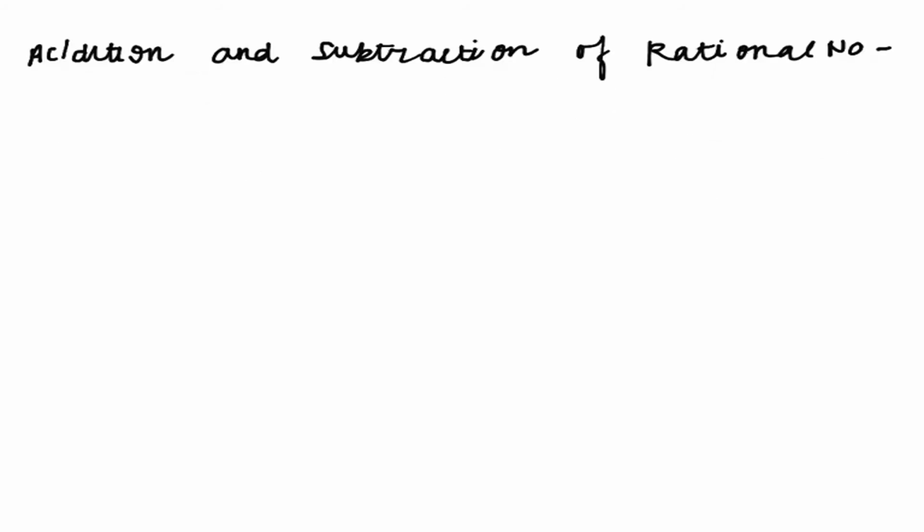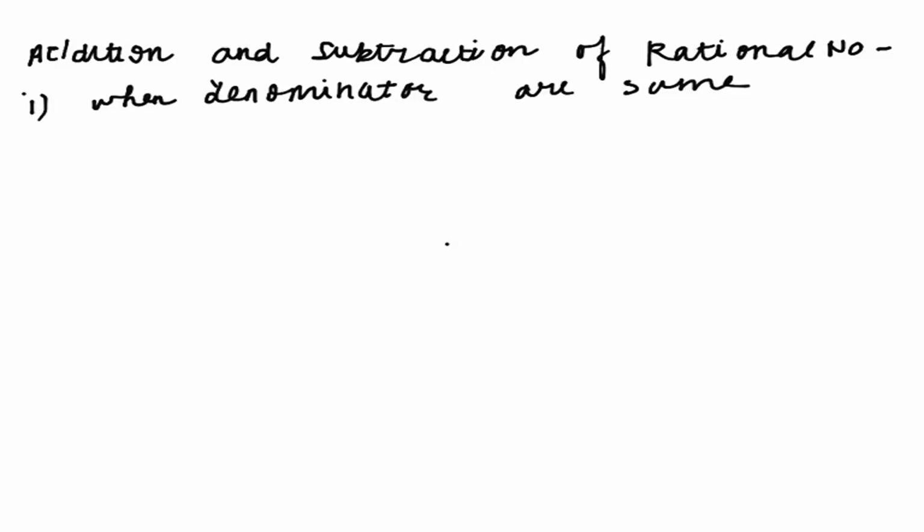Now let's start with addition and subtraction of rational numbers. There are two cases. The first is when the denominators are the same. Let's take minus 11 by 9, and we are adding 12 by 9 to it. Here we have the same denominator. So what will we do?